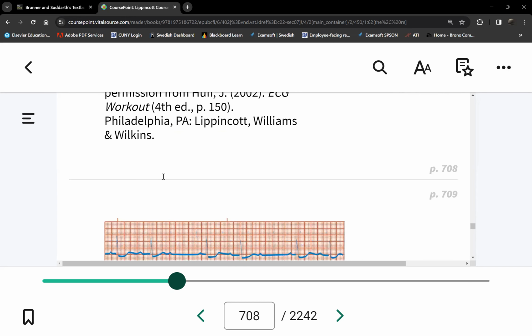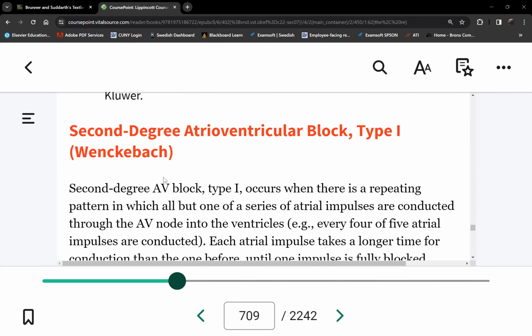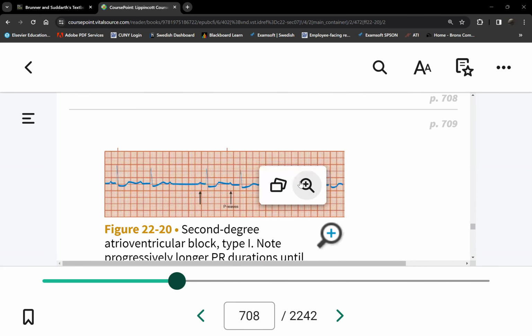Let's go now to second degree. Second degree has two types, second degree type 1 or second degree type 2. So what does a second degree type 1 look like? Like this.